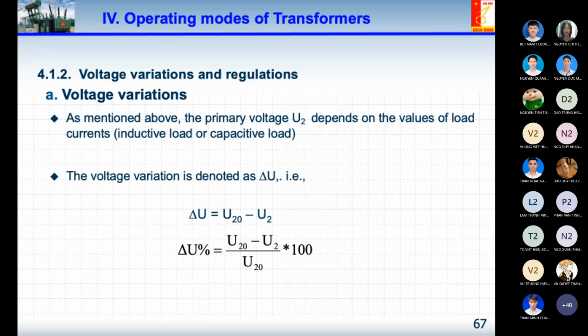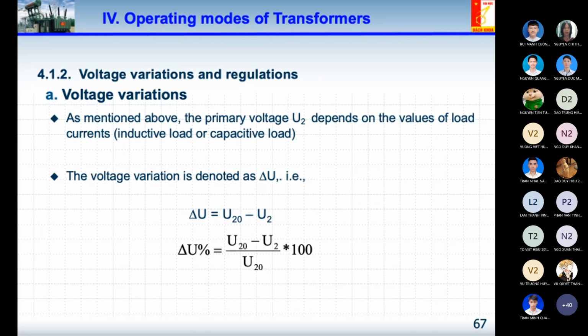For that we can compute the voltage variation, denoted by delta U, by this expression here. Delta U is equal to U0 subtract U2. You know U0 already, because U0 corresponds to the electromotive force of the transformer with no-load current. And of course, U2 here.